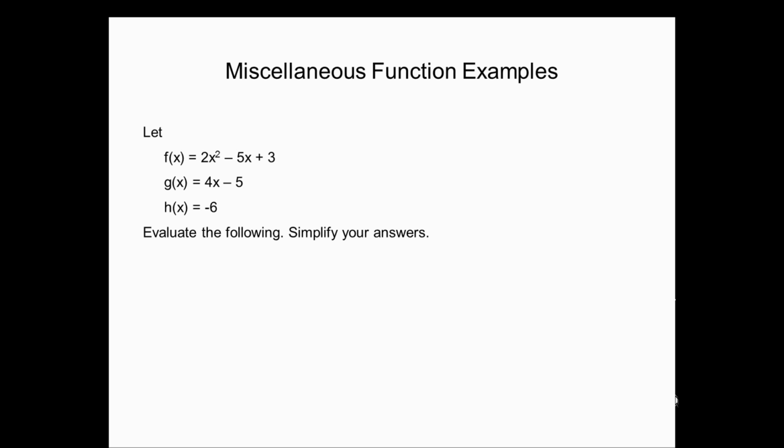Now, I will show all 3 functions in each example that we do. So number 1, I'm looking at f of negative 4. This is something from a long time ago. In your formula for f, replace the x's with negative 4. So you'll have 2 times negative 4 squared minus 5 times negative 4 plus 3.